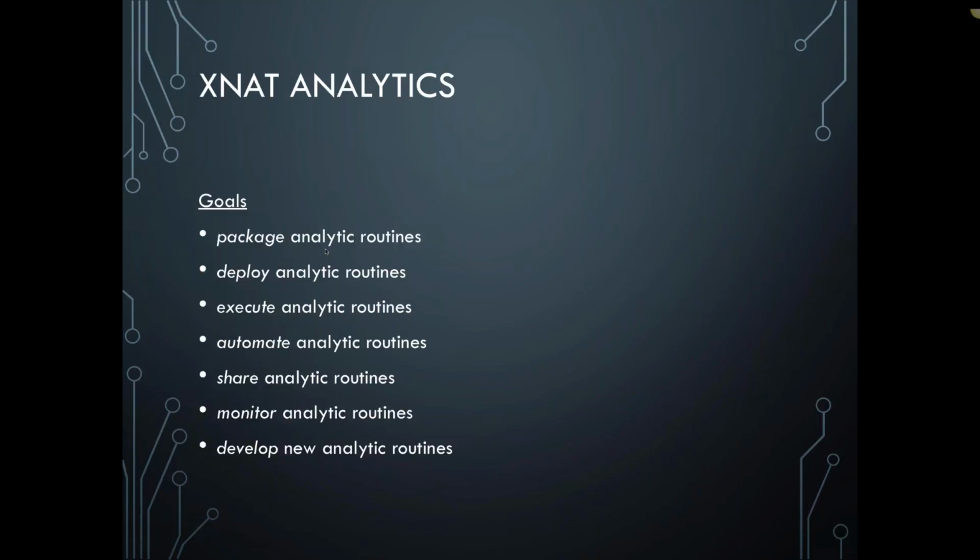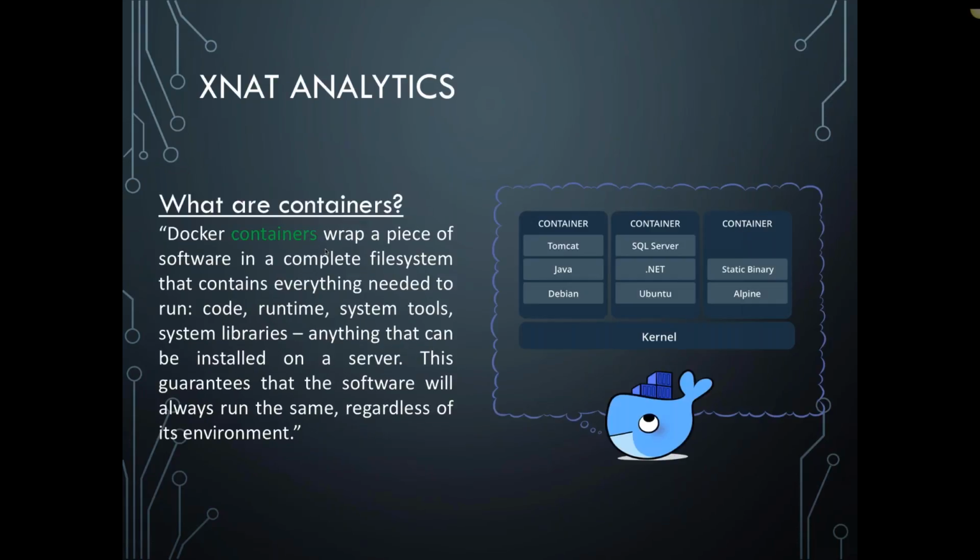So one of the things that XNAT supports is analytic infrastructure so that you can run automated processing routines. We use a technology called Docker. So probably most people on the call by now are somewhat familiar with Docker, but the idea is that Docker provides little containers, like little virtual machines, on which you can embed all of the libraries, executables, and other resources that are needed to execute complex computational routines.